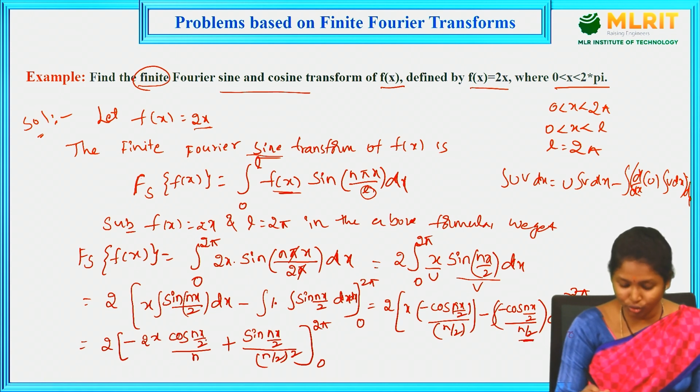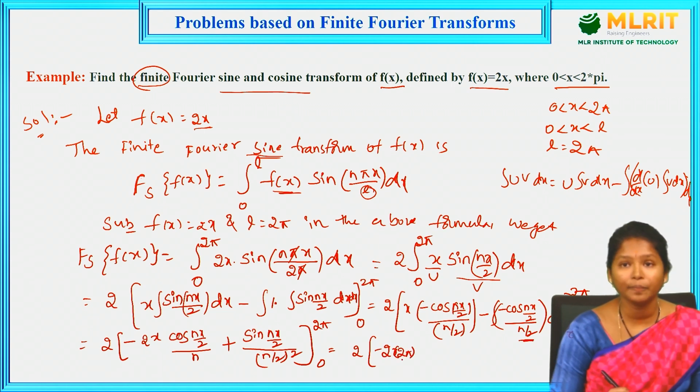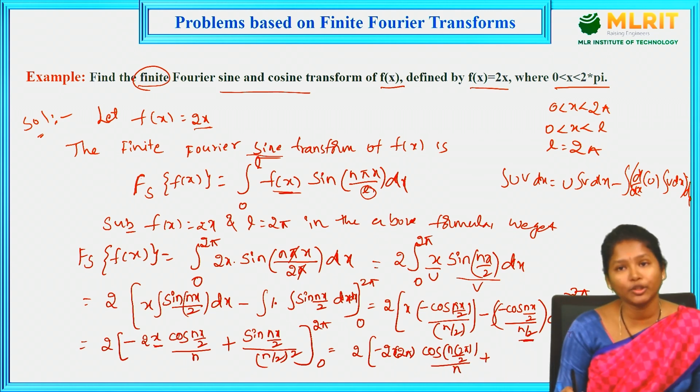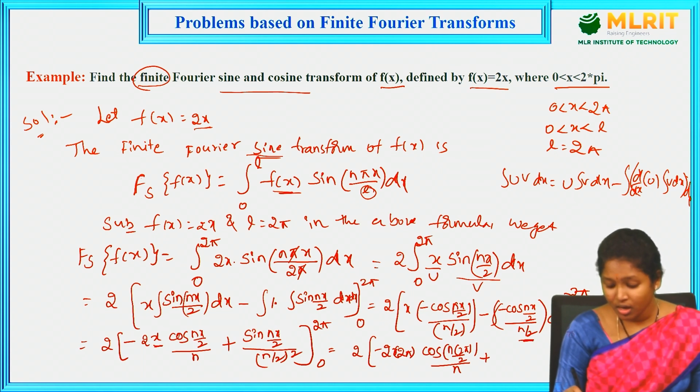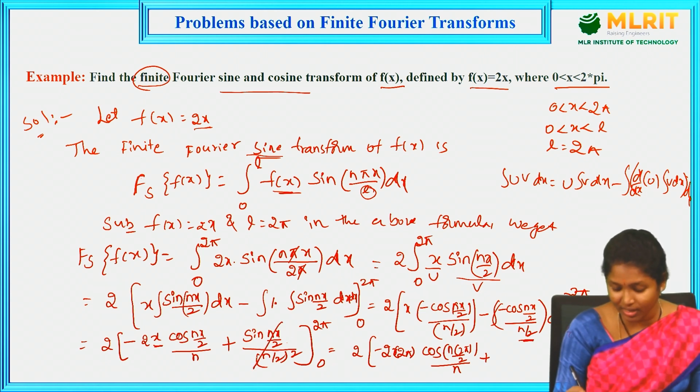If you substitute 2 pi in the equation, we get 2 into minus 2 into 2 pi. In the place of x I am substituting, right? So 2 pi cos n into 2 pi by 2 by n plus, if you substitute 2 pi in this, we will get sin n into 2 pi by 2. 2 will be cancelled out. So sin n pi. Sin n pi value is 0. Sin 0 value is also 0. For both limits, this term will be 0.